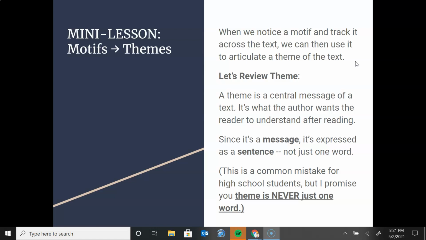So a theme is never love or strength or courage or any of those big one-word buzzwords that we associate with text. Those are topics. A theme is the author's position on that topic. This is a very common mistake for high school students, but I promise you, theme is never just one word. It's a complete sentence, and we're going to form themes in complete sentences today, based off of the motifs that we see in the texts we've been reading.